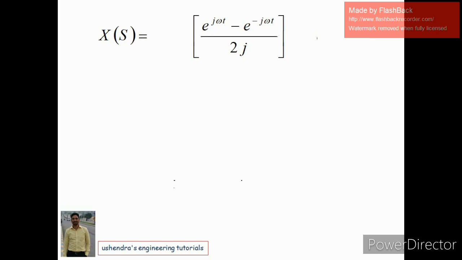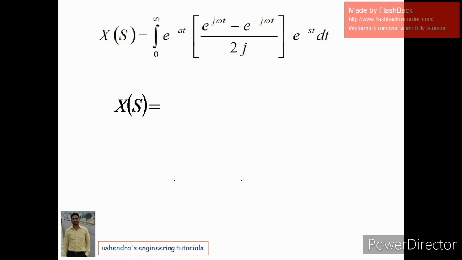This is the representation of the sine function in its Euler's identity: e raised to j omega t minus e raised to minus j omega t upon 2j. This sine omega t, as given in the previous equation, is multiplied with e raised to minus at, and the Laplace transform of this is nothing but multiplying the whole equation with e raised to minus st and integrating with respect to t, the limits being 0 to infinity.